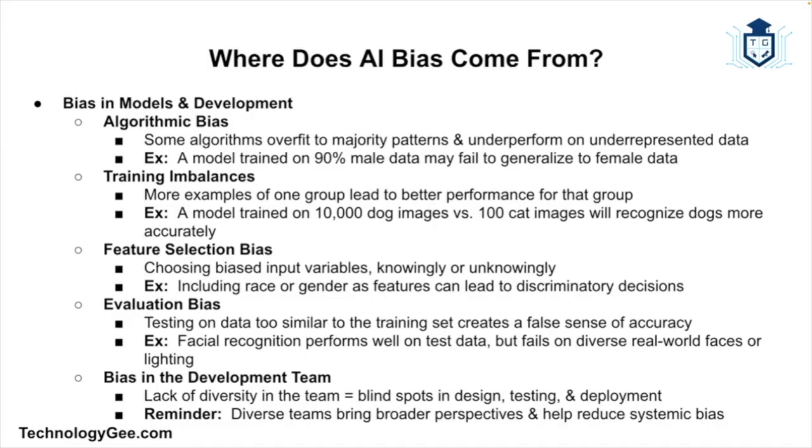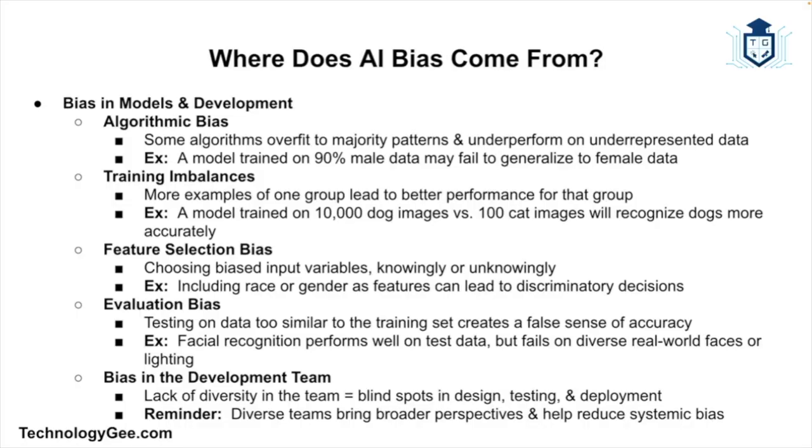You have what is called feature selection bias. So sometimes the features that developers choose to include in the model can introduce bias, whether intentionally or unintentionally. So an example would be including race or gender as a predictor, even indirectly, because this can lead to discriminatory results.